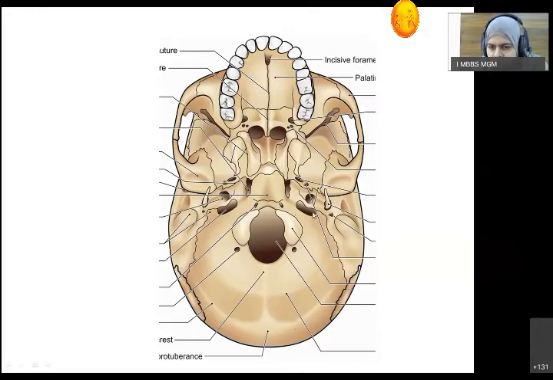Lateral to it, there is a large foramen which is known as the jugular foramen. Then lateral to it, there is the presence of the styloid process. More posterior and lateral to it, there is a projection which is known as the mastoid process. We can feel the mastoid process just behind our ear. And in between that, there is one foramen which is known as the stylomastoid foramen.